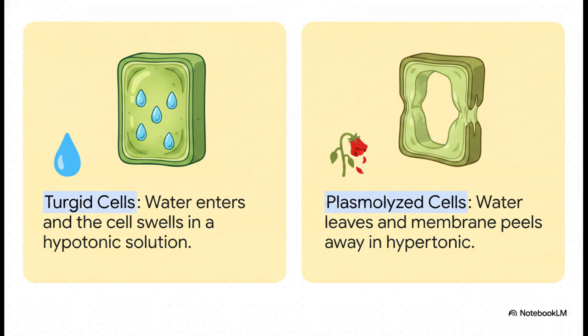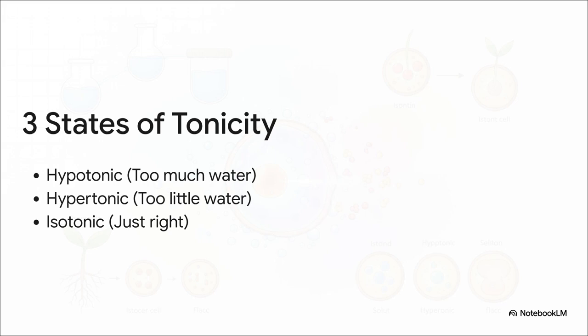But on the other side, well, it's a completely different story. This cell has basically been robbed of its water. It's totally crumpled, and the delicate inner membrane is literally peeling away from the cell wall. This process is called plasmolysis, and honestly, the cell looks completely collapsed. So these observations build into the fundamental rules of cellular environments, which we call the 3 states of tonicity.